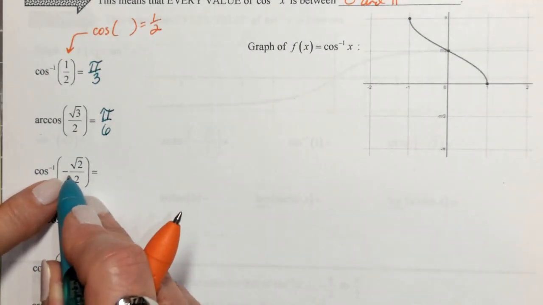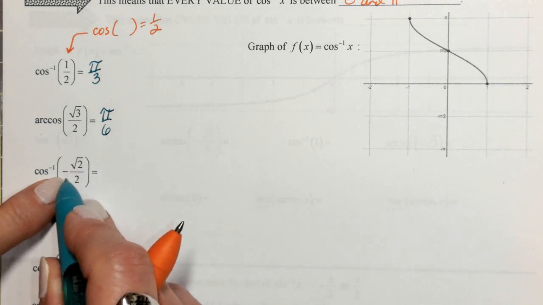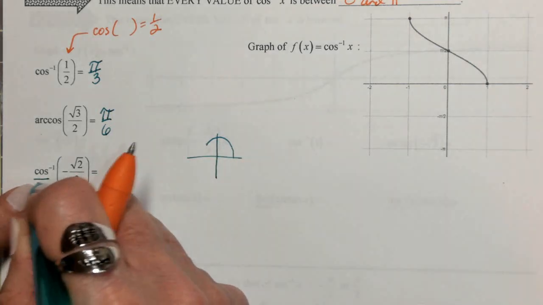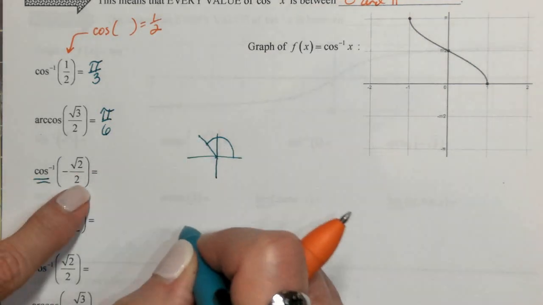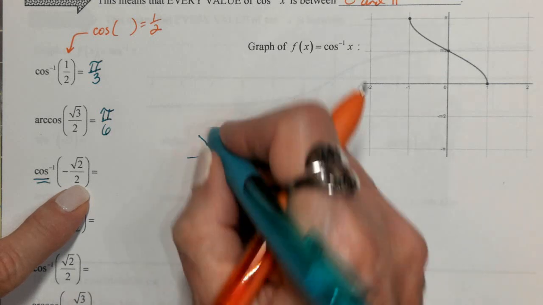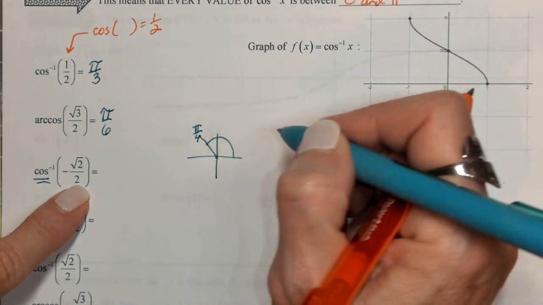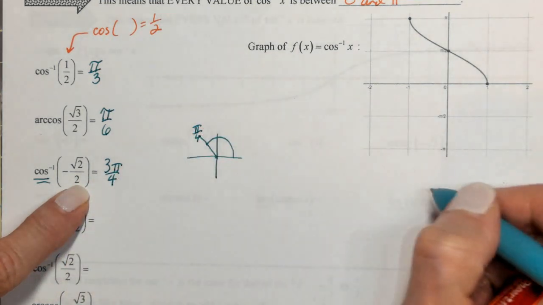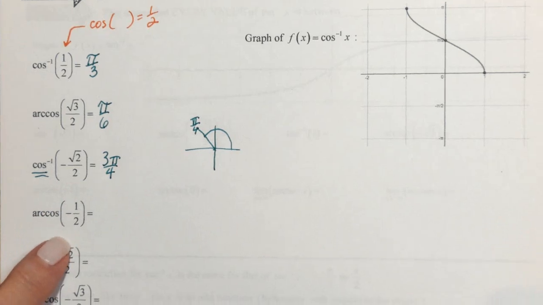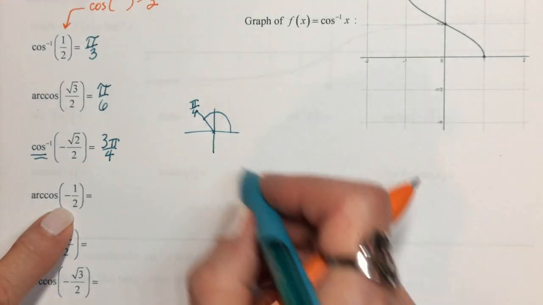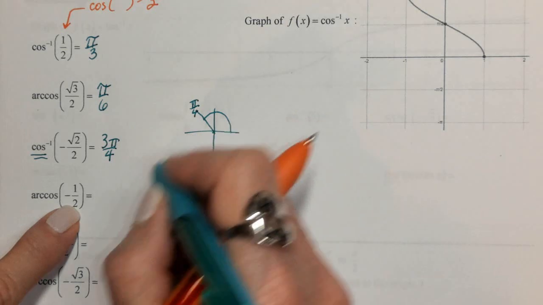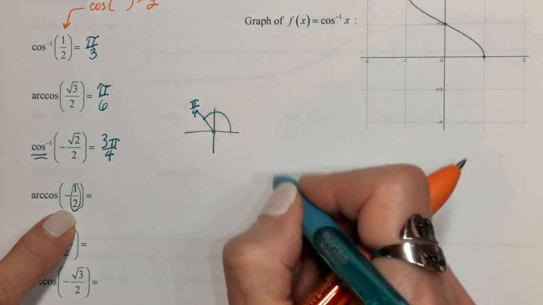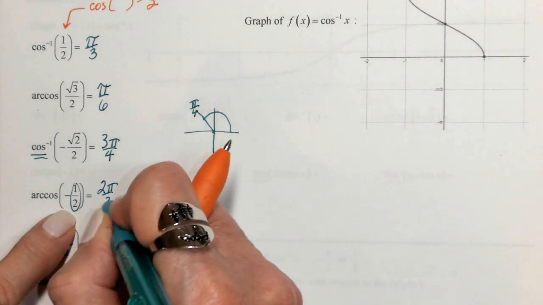Okay, cosine inverse of negative square root 2 over 2. It's negative. So in my mind, I'm thinking for our cosine, I need to go to quadrant 2 if the argument is negative. So this is the pi over 4 angle in quadrant 2, so that will be 3 pi over 4. Cosine inverse of negative 1/2, still in the second quadrant, but it's the pi over 3 angle in the second quadrant, so 2 pi over 3.